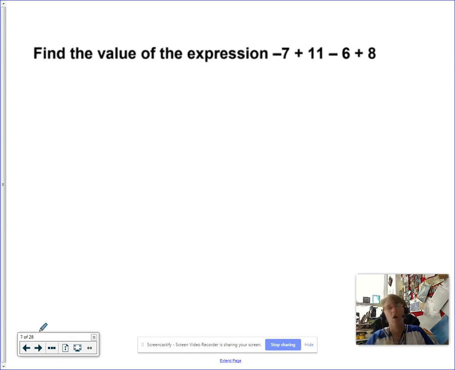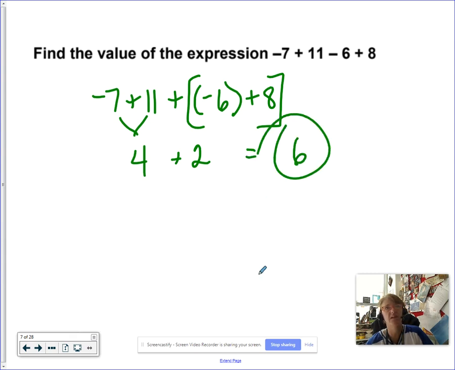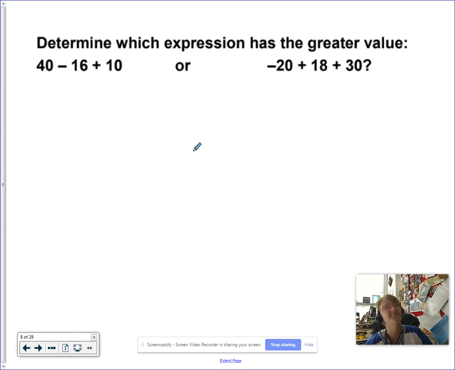Next. Oh, straightforward. Find the value of this. Hey, pause the video for a second. Check your answer. Hey, notice I like to write it instead of -6. Think of sticking that negative sign right with that 6. And let's go from here. I'm just going to go left to right. +4. Then I'm going to group these two together. I can do that by the associative property. And that's a +2. Hey, that should give me 6. Is that what you got? Hope so.